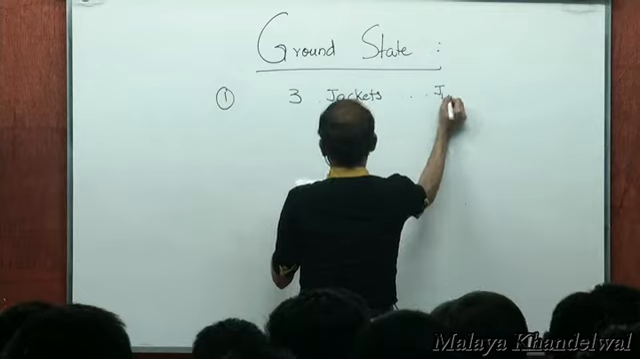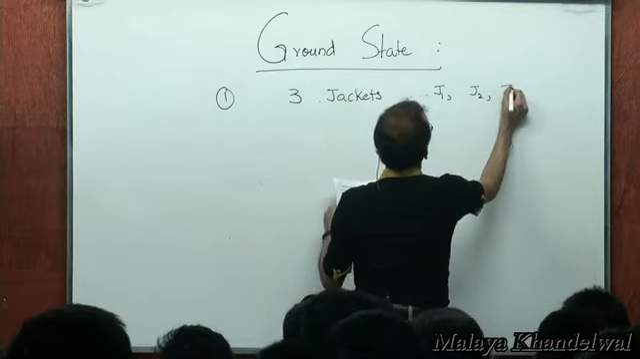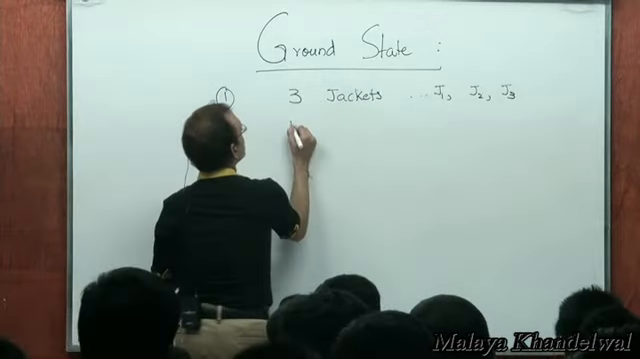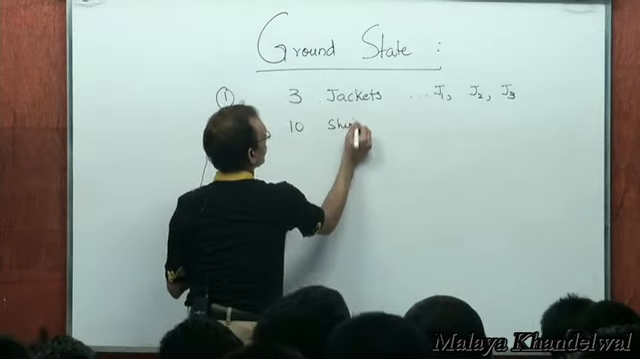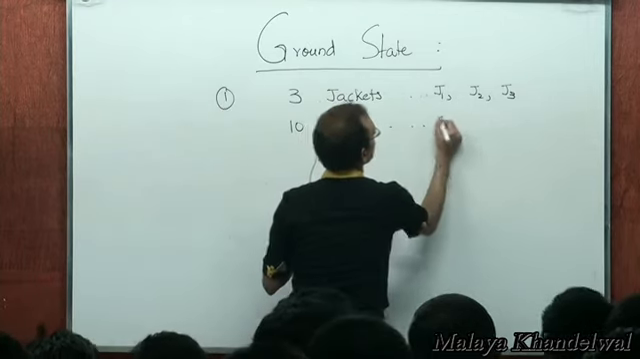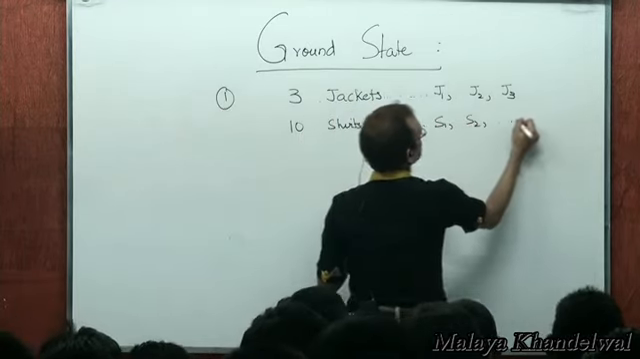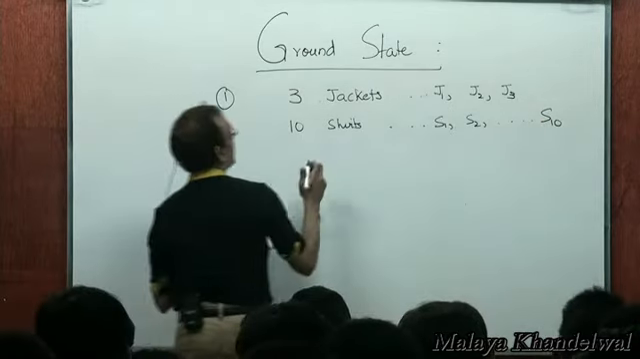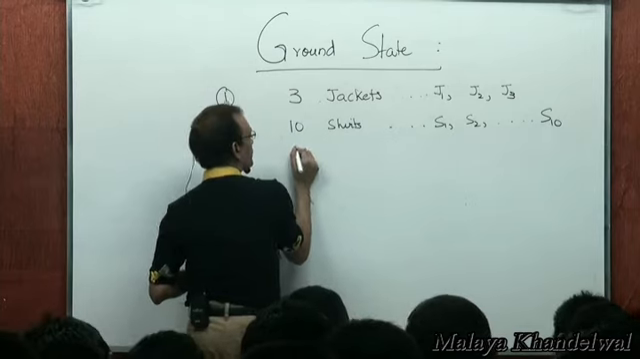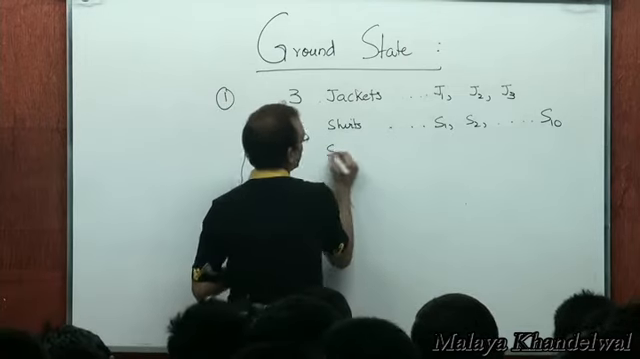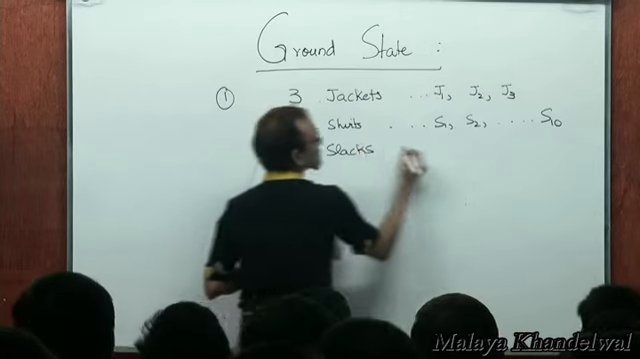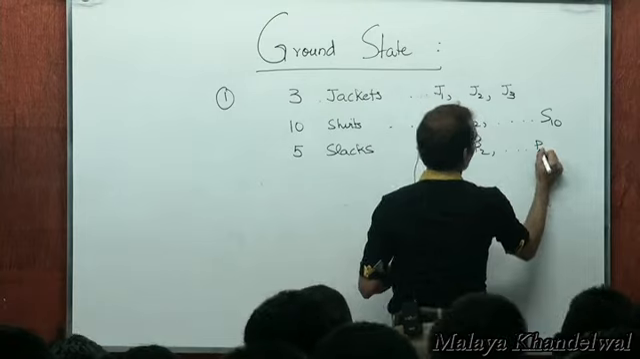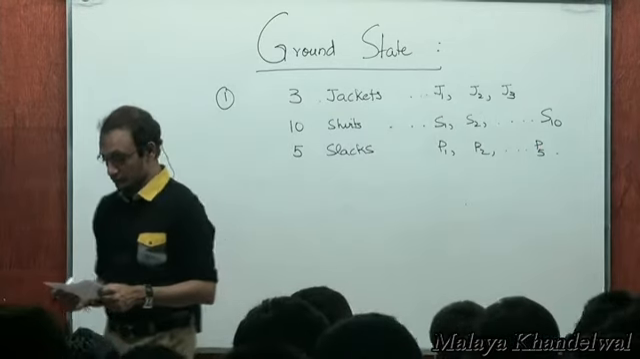Say J1, J2, J3. These are the 3 jackets he has. And has 10 shirts. Call these shirts S1, S2, S10. These are the shirts that he has. And 5 pairs of slacks. Let me call these slacks P1, P2, P5. These are 5 pairs of slacks that he has.